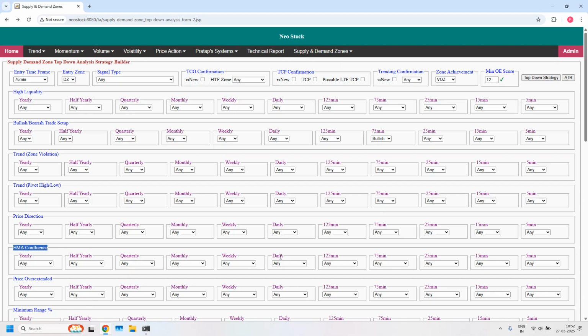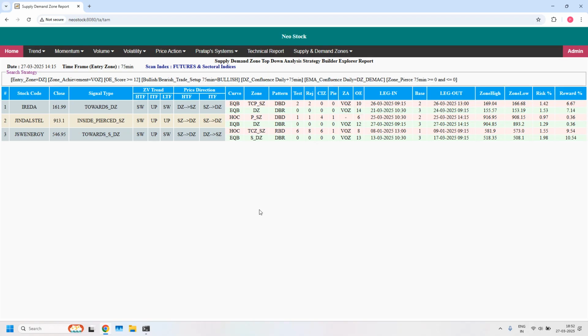The EMA confluence at a daily time frame, I am setting the filter, daily demand zone having daily EMA confluence. So we got 3 stocks. These 3 are having even more high probability to get success, these demand zones. This is based on LTF, ITF demand zone confluence and ITF EMA confluence. Next we will look into LTF, ITF and HTF demand zone confluence. Later HTF EMA confluence if HTF trend is uptrend.